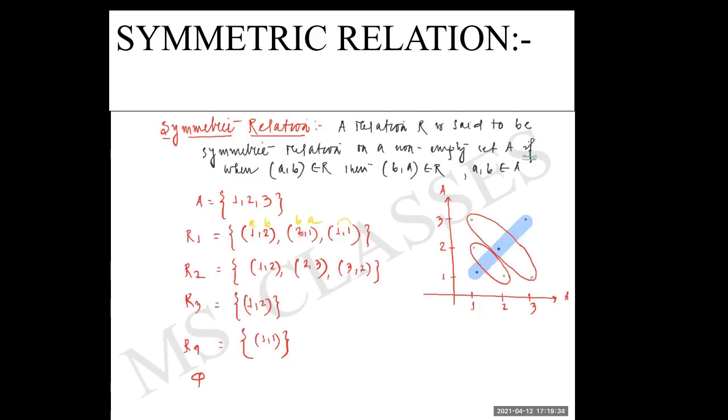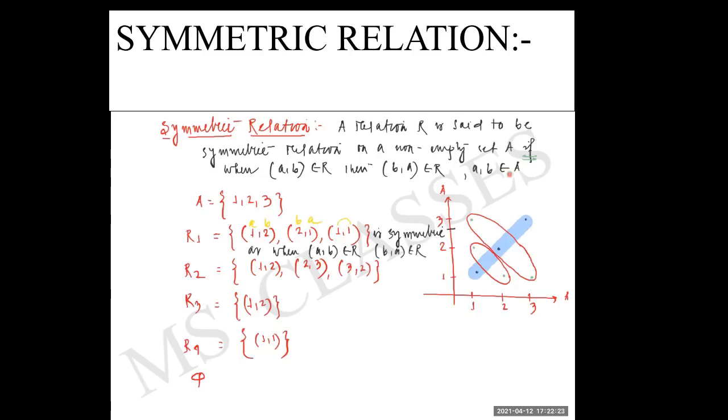So definitely this is a symmetric relation. So write it down: is symmetric. Why? You can write the reason: as when (a, b) belongs to R, then (b, a) belongs to R.